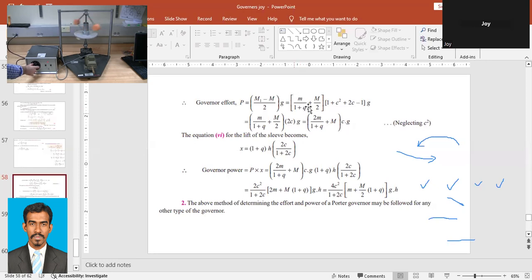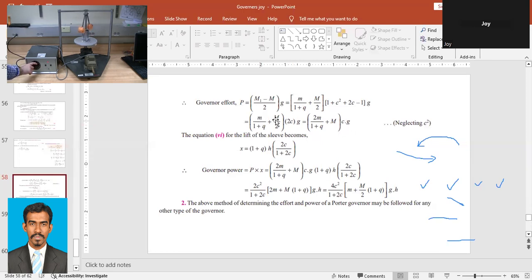Small m upon 1 plus q plus M by 2 into 2c into g. Why 2c into g? This minus 1 and this plus 1 will cancel out. This c squared is neglected. Why? Because it is so small. So what I will be having is only this 2c. Right? So m upon 1 plus q plus capital M by 2 into 2cg.